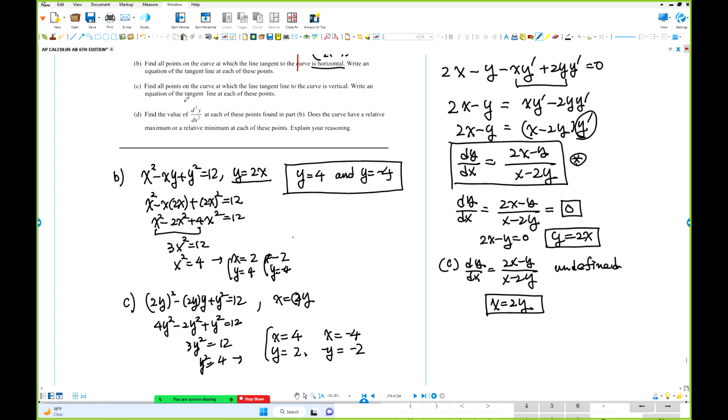So write the equation of the tangent line at each of these points, which have a vertical line, okay? What is that? x equals 4. This time you have to answer what? x equals 4, and the other one is x equals negative 4, right? Horizontal: I'm going to write y equals 4 and y equals negative 4, okay?